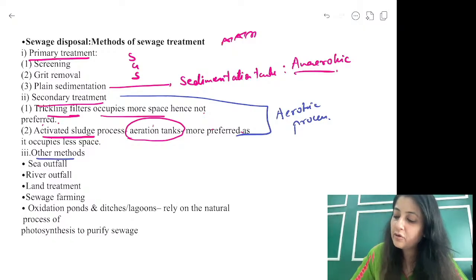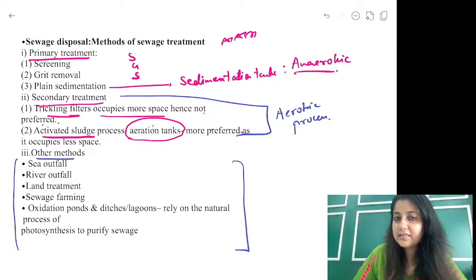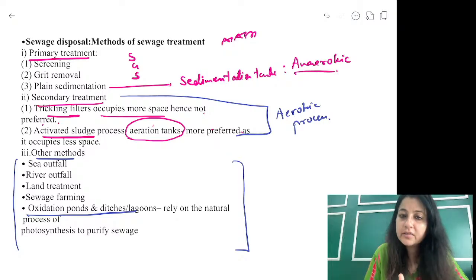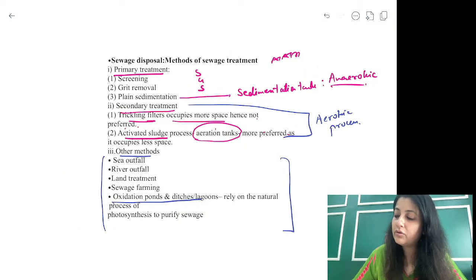Other methods, read all the other methods. You could see this in the options. The sea outfalls, river outfalls, land treatment, sewage farming. There are oxidation ponds and ditches, which we just discussed. Oxidation ponds and ditches: daytime aerobic is more than anaerobic. Nighttime anaerobic is more than aerobic. Okay? So now just have a look over here in this image also.